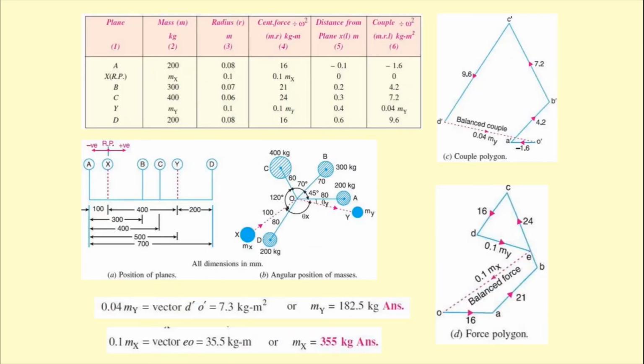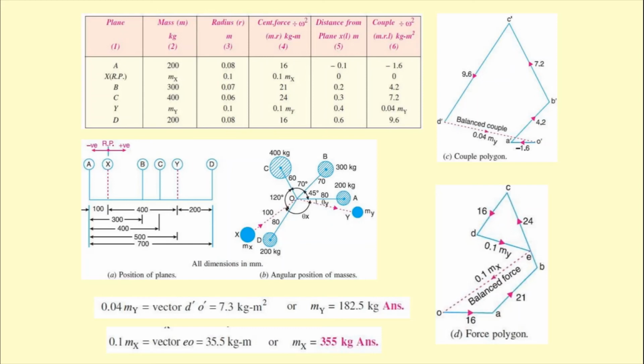Then we have to make the tabular column just like this. So first A, then X, which is considered as the reference plane, then B, then C, then Y, that is also the plane for the balancing mass, then D. And important thing to note that in the second column, that is for the mass in kg, mx and my are unknown. Then comes the third column where every value is known, that is the radius in terms of meter.